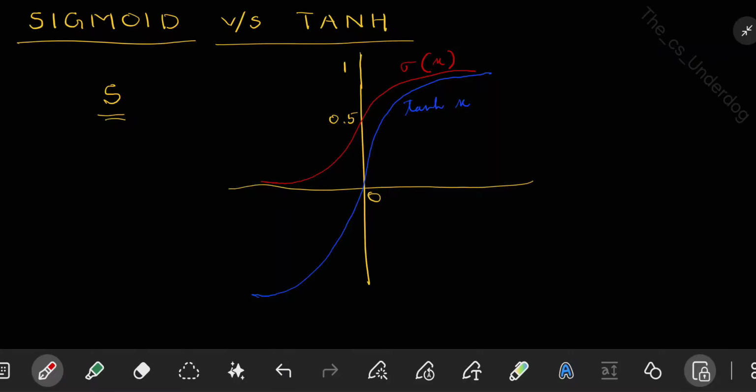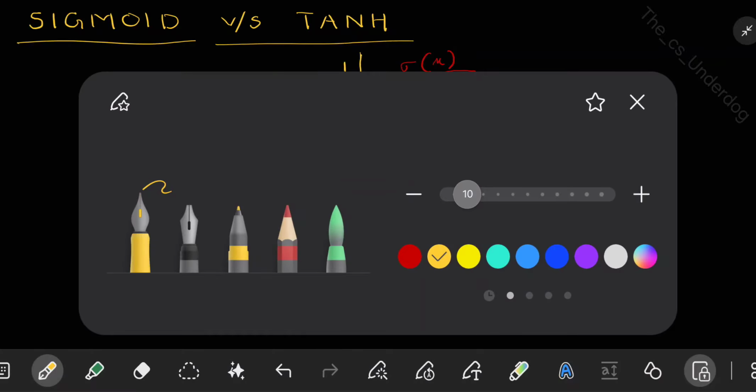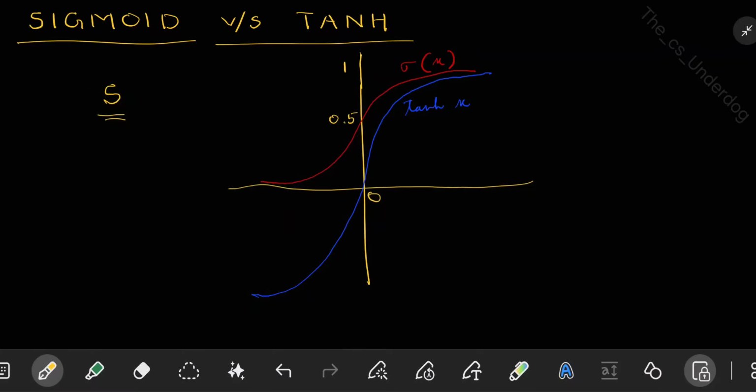These are the functions. First thing you have to understand here is that your sigmoid function is not zero centered. It is centered at 0.5. So it is not a zero centered function. And what does the tanh function do? It takes care of that problem. It is a zero centered function, and hence one major drawback of sigmoid is taken care of by the tanh function.